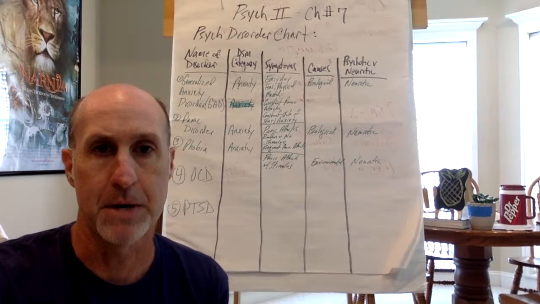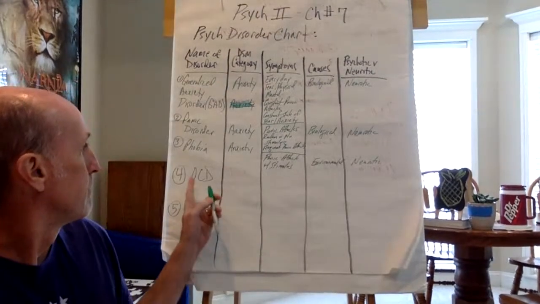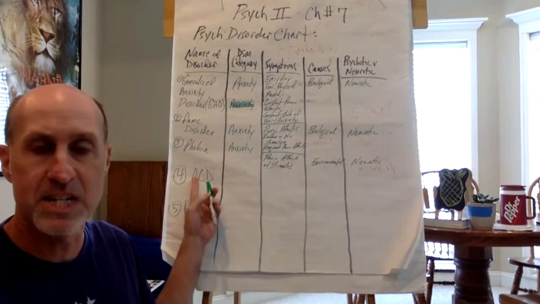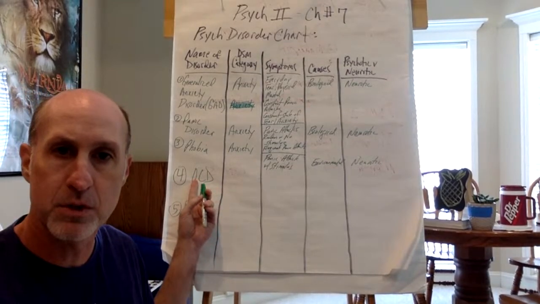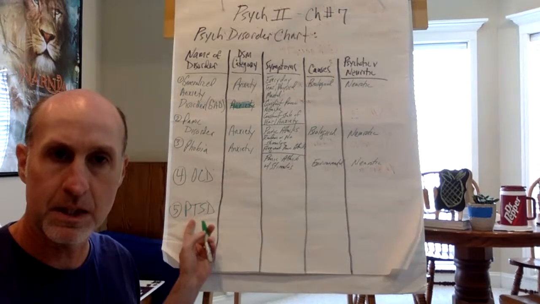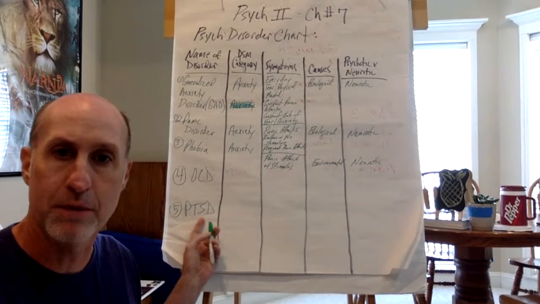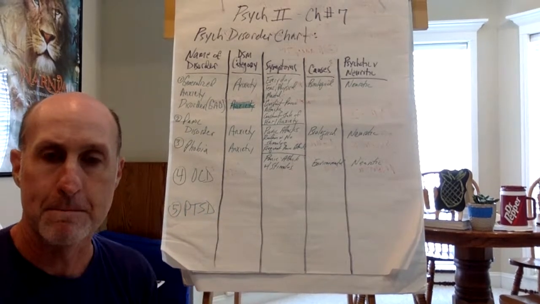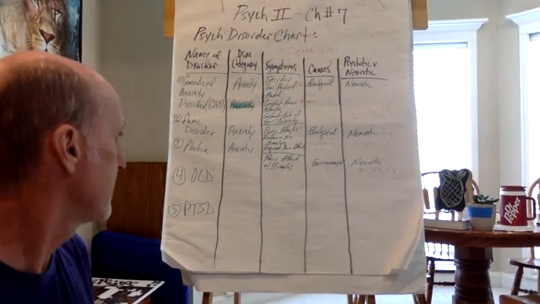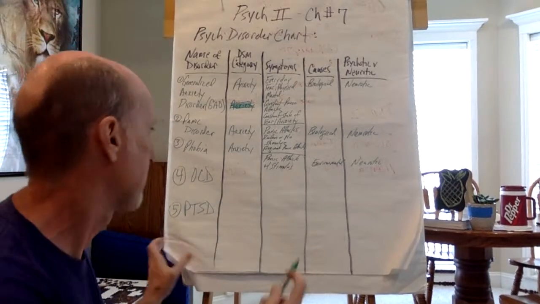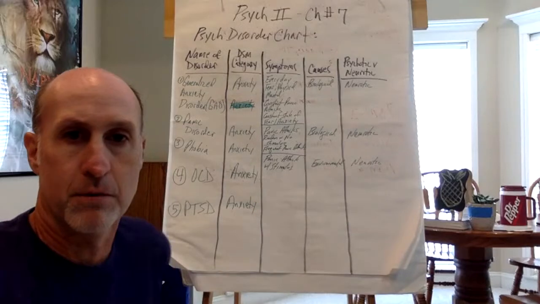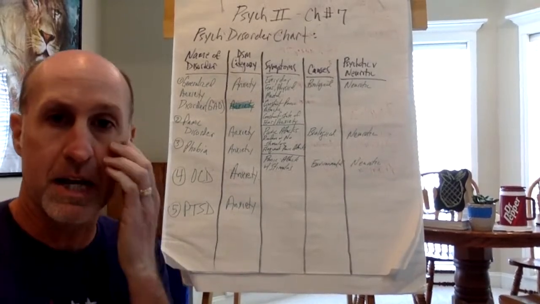The last 2 are OCD, which is obsessive compulsive disorder, and PTSD, which is post-traumatic stress disorder. Both of these are in the DSM-5 category of anxiety disorders.